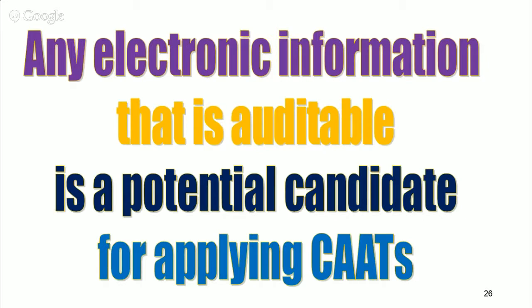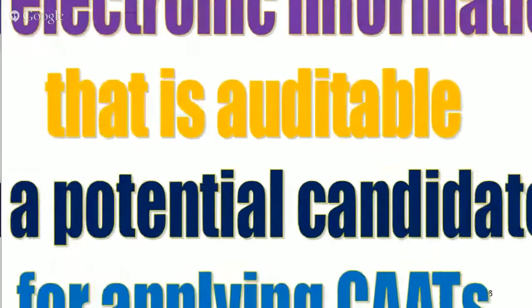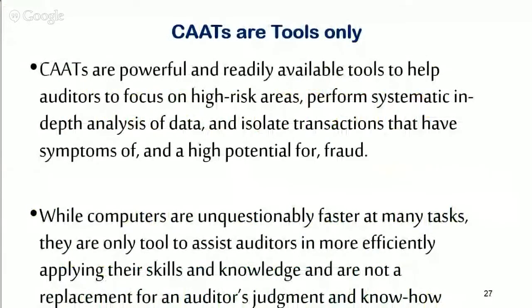To summarize, you need to remember what will be the type of audit, what will be the area of audit. If the data is available electronically, it can be analyzed. So it is a potential candidate for applying CAATs. You need to remember that CAATs are powerful, but they are tools only. They help the auditors to focus on high-risk areas, perform systematic in-depth analysis of the data, and isolate transactions that have symptoms of or a high potential for fraud or any type of risk.